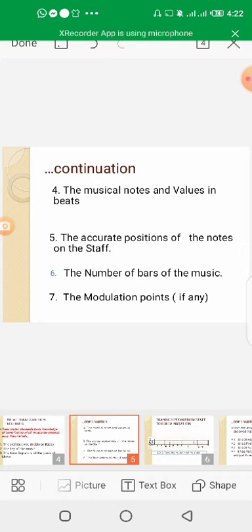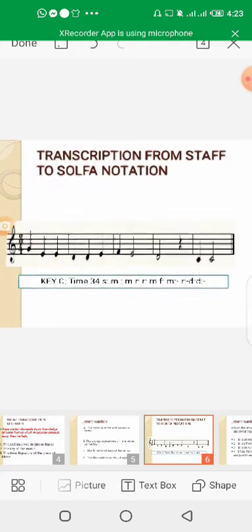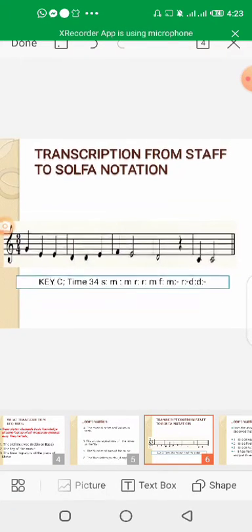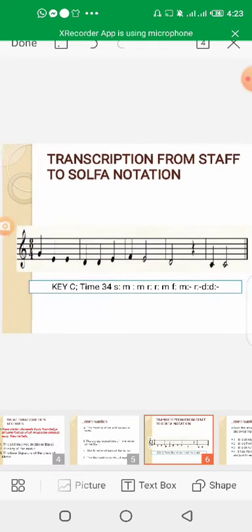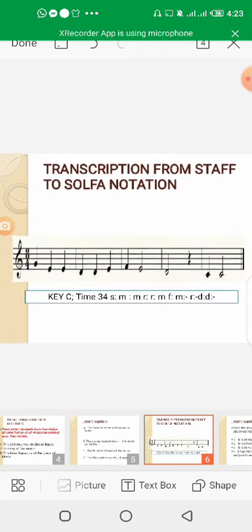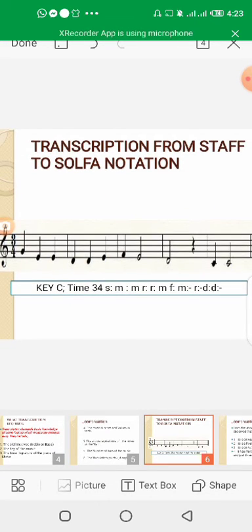Now let's take an example of this transcription. Now you see, this song is on key C, because it doesn't have any sharp, it doesn't have any flat. I want you to look at it. It's on key C. It has no sharp, it has no flat.